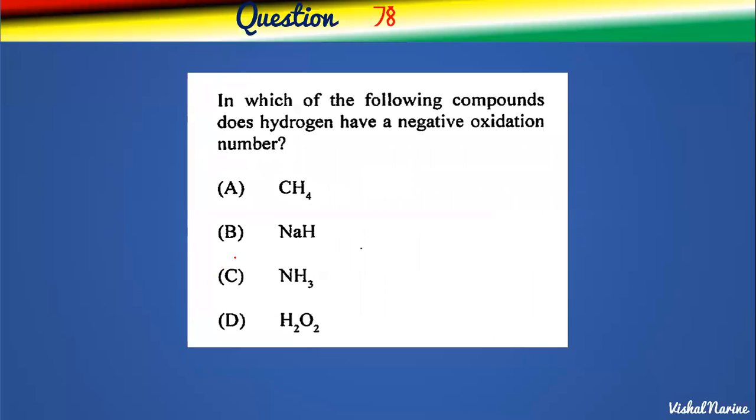Question 78. In which of the following compounds does hydrogen have a negative oxidation number? You probably have seen this question before, and you should know that it is B. Just to let you know, for those who don't know why it is B: sodium has a +1 charge, and so for this compound overall, the oxidation number has to be 0. The hydrogen will have to get a -1. All right, so the answer is B.